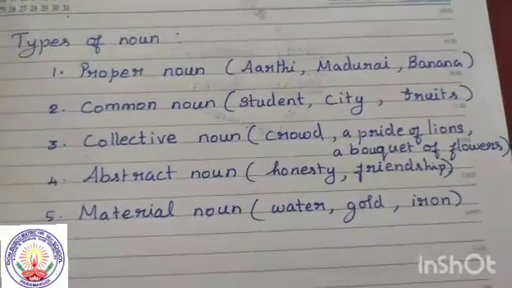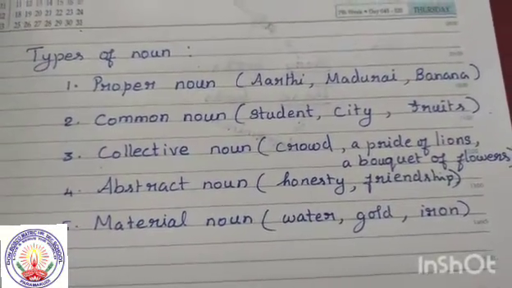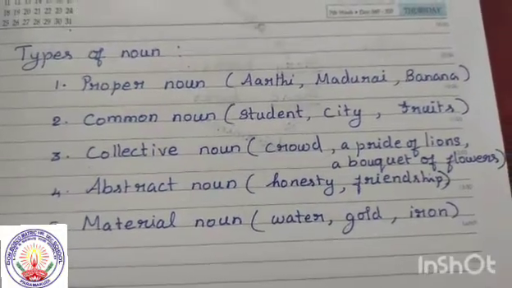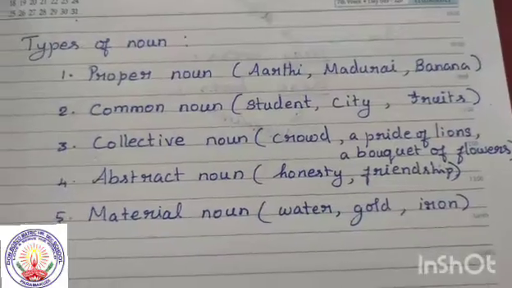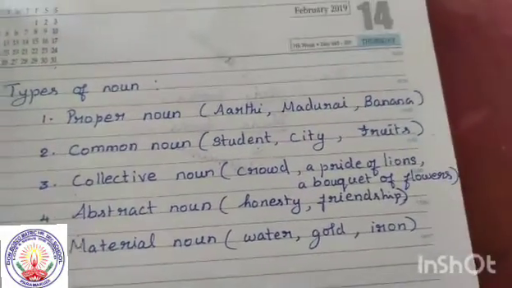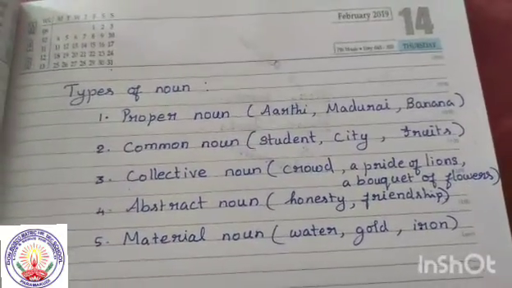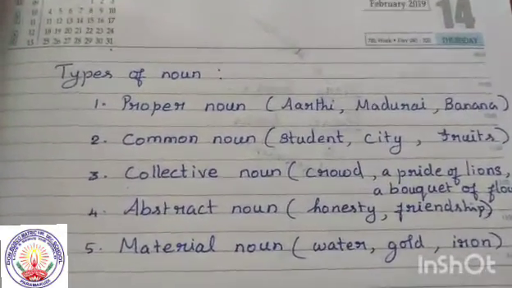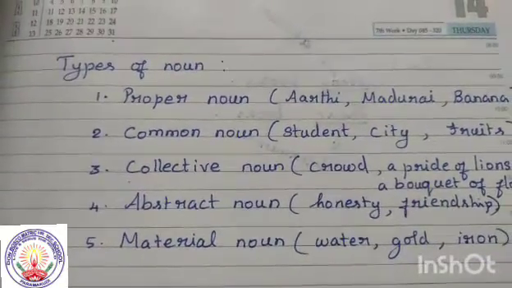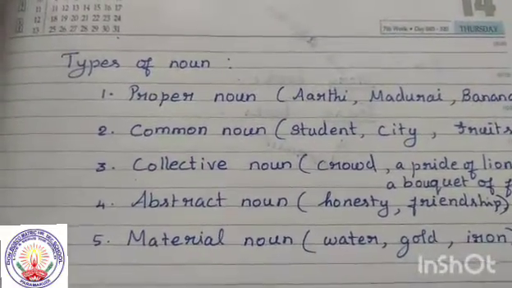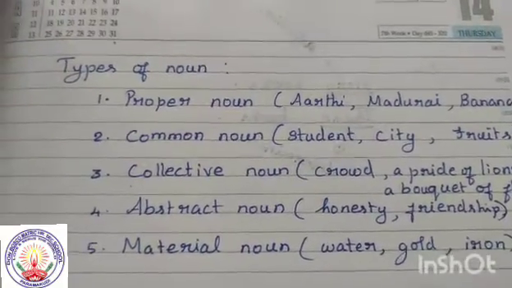Okay, then abstract noun means we cannot see or touch. Abstract nouns we can feel, but we cannot see or touch. Abstract nouns are emotions or ideas, names of qualities. These are the abstract nouns. So honesty, friendship and so on. Honesty means what? Nermai. Friendship, natpu. So we cannot see or touch these things.